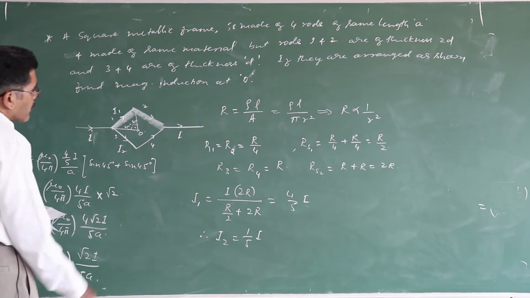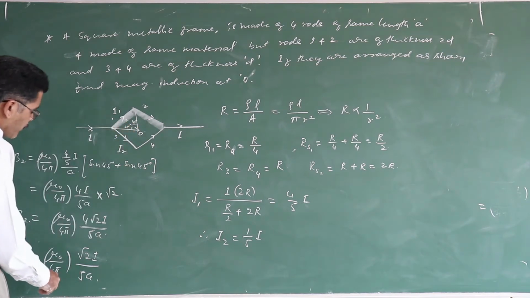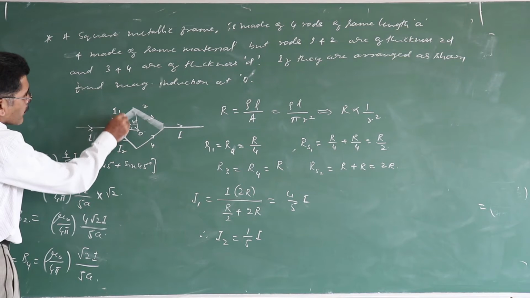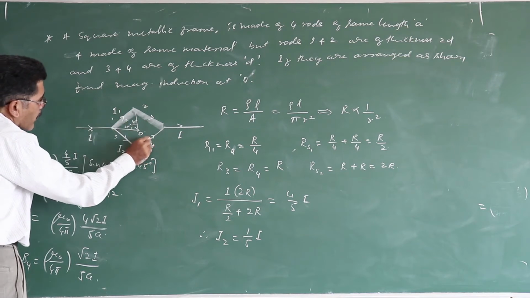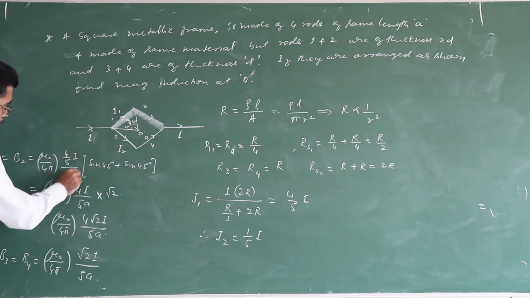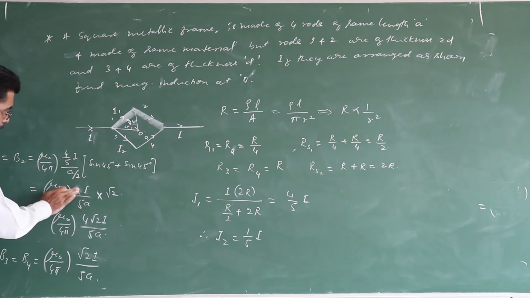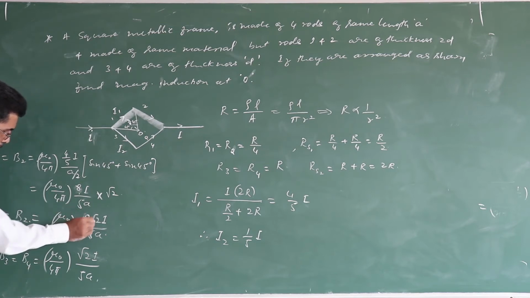See, if this is a square, its distance becomes A by 2. If this distance is A, then this distance becomes A by 2. Therefore this is A by 2. When it becomes A by 2, you will be getting 8 root 2. So this is 2 root 2, 2 root 2.